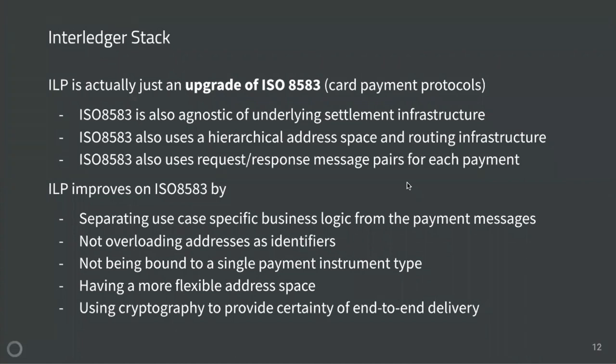They also have a hierarchical address space. Card numbers, PANs, are a hierarchical address space. If you take your card out now and look at it, the first digit will tell you which network your card was issued by, or which network the issuer is on. The next few digits will tell you the issuer, so the bank. The next few will be the product, and so on and so forth. So it's a hierarchical address space in exactly the same way as ILP addresses are.